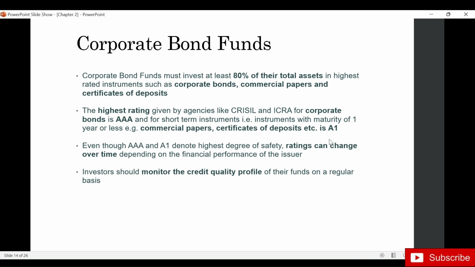The highest ratings are given by credit rating agencies like CRISIL and ICRA. For corporate bonds, the highest rating is AAA, and for short-term instruments like commercial papers and certificates of deposit, the highest rating is A1. Even though AAA and A1 denote the highest credit rating and the highest degree of safety, these ratings can change over time depending on the financial performance of the issuer. So investors should continuously monitor the credit quality of the funds on a regular basis.